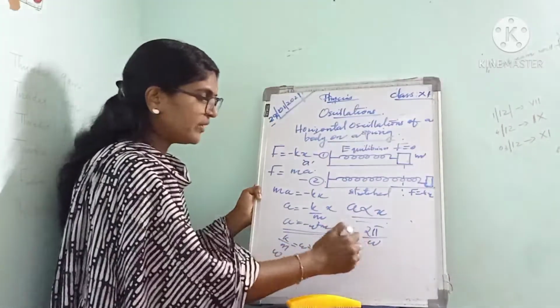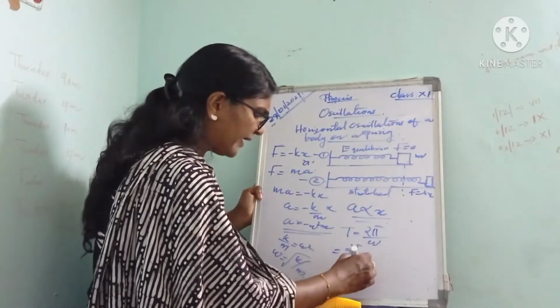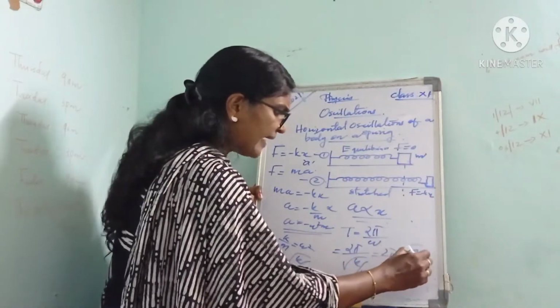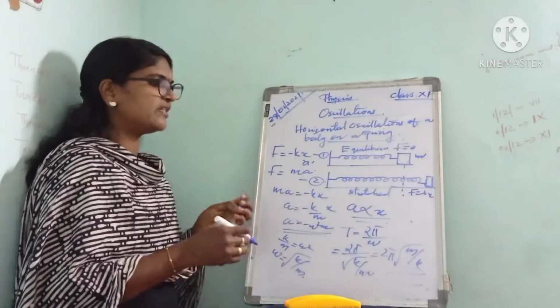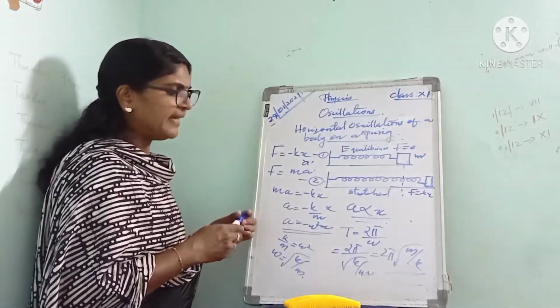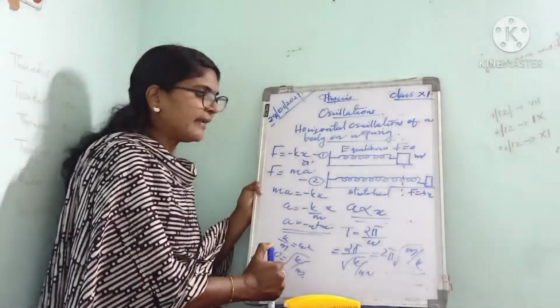That thing we can substitute here. That is equal to 2 pi divided by root of k by m, and this can be written as 2 pi into root of m by k. This is the equation of the period of oscillation of a loaded spring. T equal to 2 pi into root of m by k.